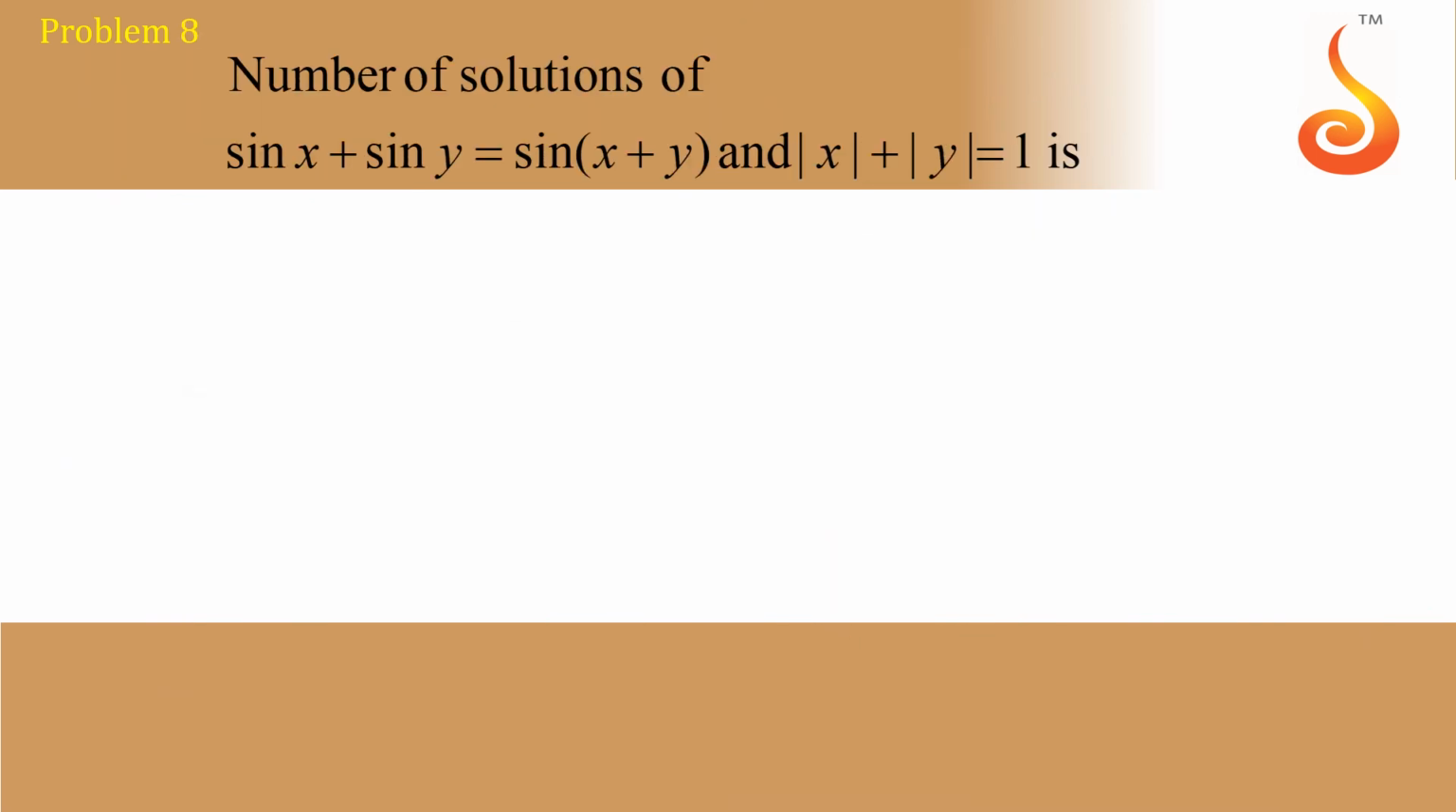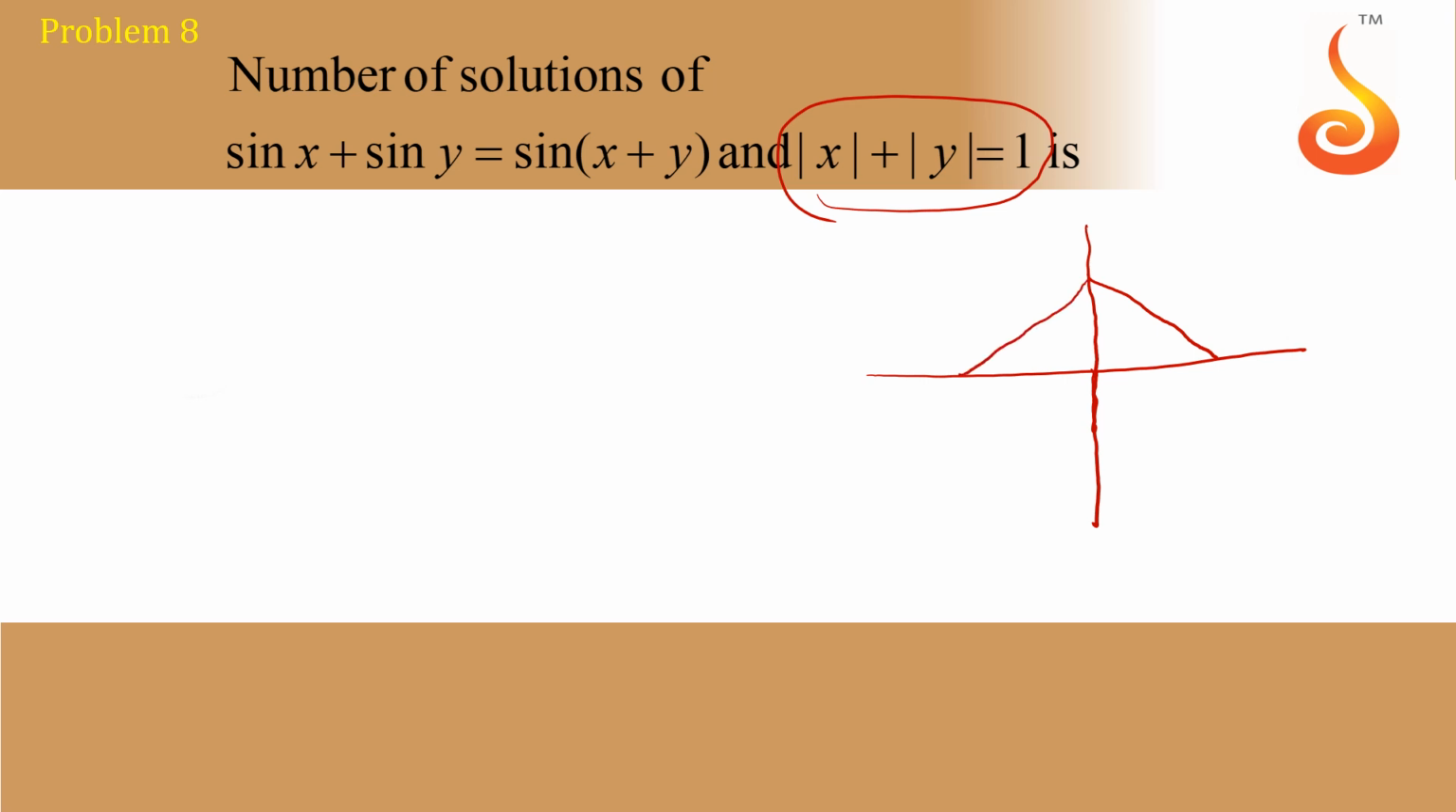I want the number of solutions of the equation sin x plus sin y equals sin of x plus y, and mod x plus mod y equals 1. I think this, mod x plus mod y equals 1, will have 4 cases. x positive, y positive: you should get a straight line in the first quadrant. If x negative, y positive, second quadrant; x negative, y negative; x positive, y negative. So you should get a square.